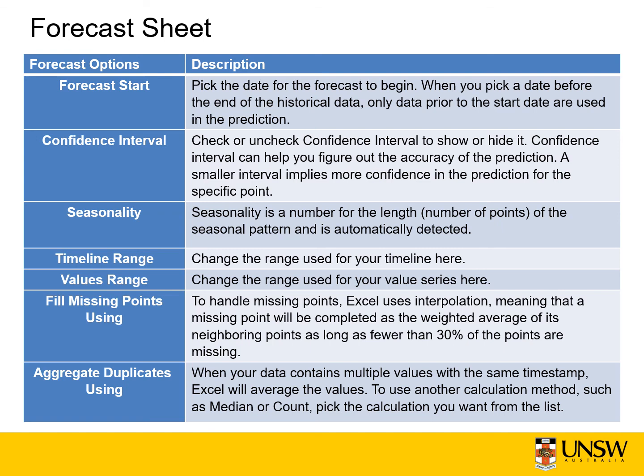Seasonality is the length of the seasonal pattern in which regular and predictable data fluctuations occur. For example, in a yearly pattern where each data point represents a month, the seasonality is 12.